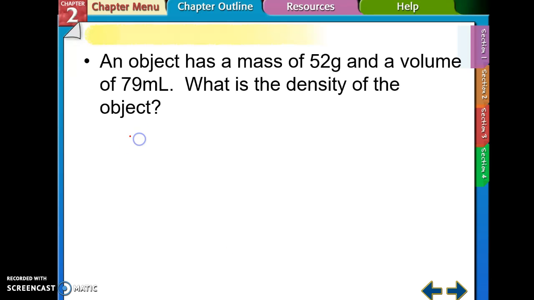So, I'm going to go ahead and write the formula. Density equals mass divided by volume. So it's how much matter is in an object based on how much space it takes up. So I'm then going to take 52 grams, that's the mass, and a volume of 79 milliliters, that's the volume given to me in the question, and I'm going to divide 52 divided by 79.